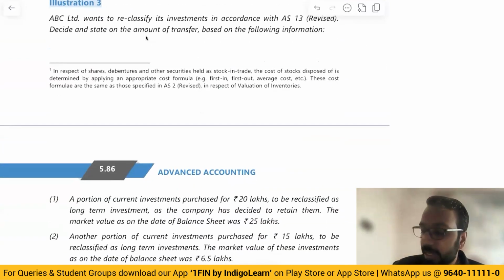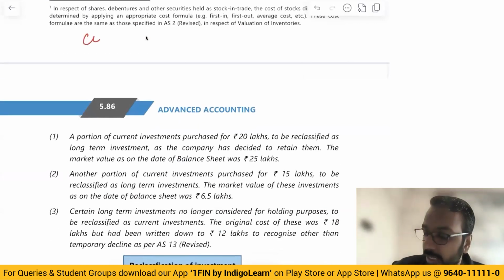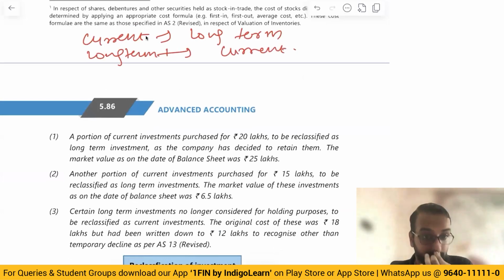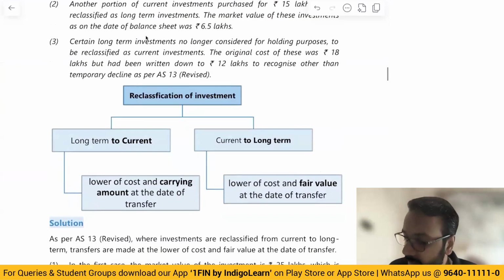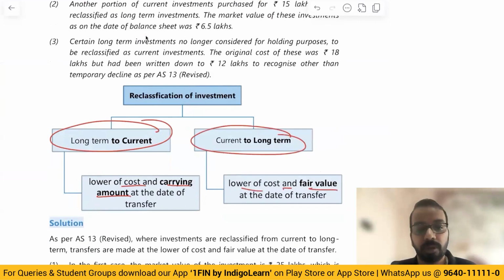Then, ABC Limited wants to reclassify its investment in accordance with Accounting Standard 13. Decide and state the amount of transfer based on the following information. So you can have current to long term, or you can have long term to current. Both scenarios are possible. Now, how do we reclassify? Long term to current, lower of cost and carrying amount. Current to long term, lower of cost and fair value. Okay, so that is the amount at which we will be transferring.